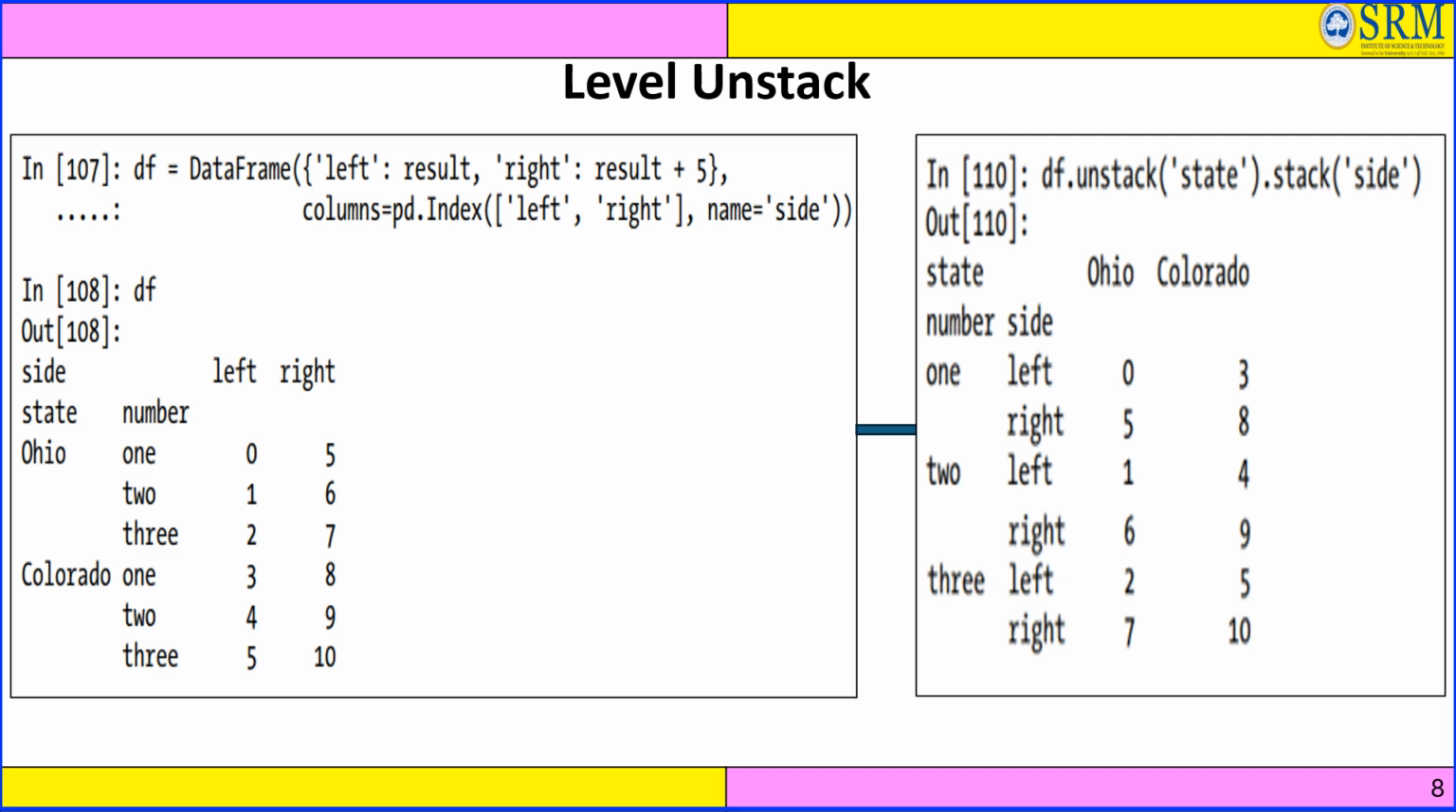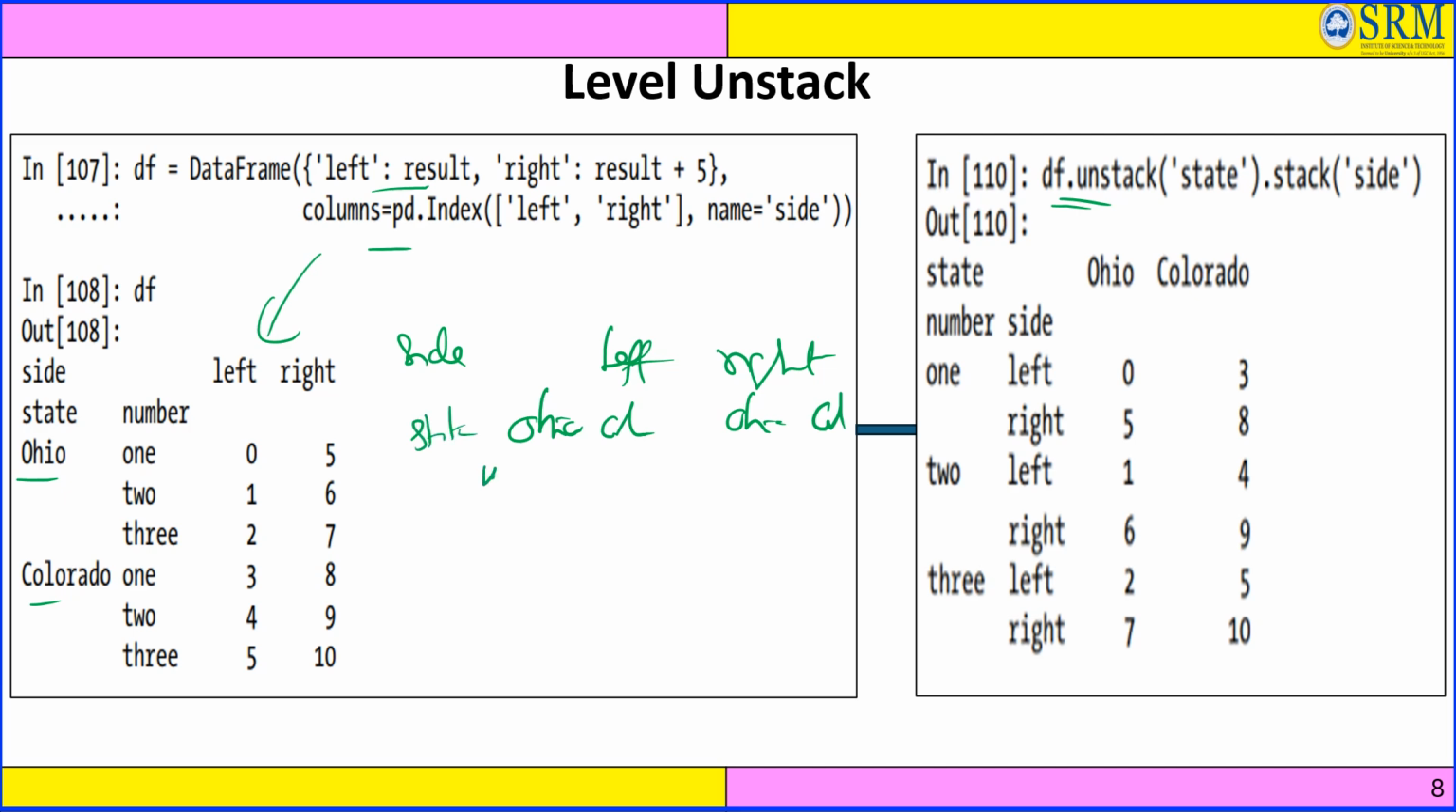So let's take one more example. This data frame I already explained. So this is the data frame. First, I have to unstack. For unstacking, left and right remain the same. Unstacking means these rows are converted into columns. So you have Ohio, Colorado on the left side, Ohio and Colorado on the right side, and then the left title is site, this title is state, and you have number.